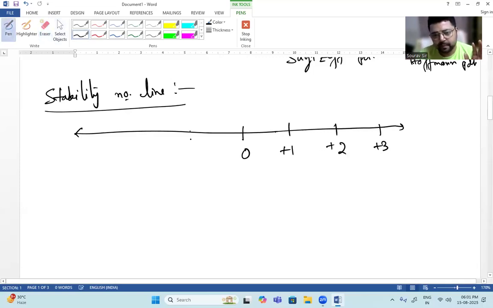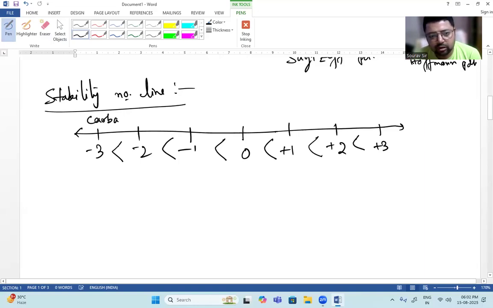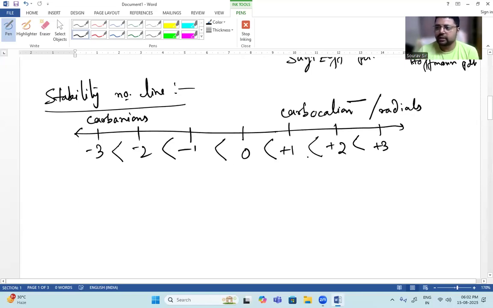So for a carbocation the highest is plus 3 degree, for a carbanion minus 3 degree, and this is the increasing order. Here you will get the carbanions, and here you will get the carbocations. Also the radicals, carbon radicals, will follow the same order as on the number line. Radicals will also follow the same stability.